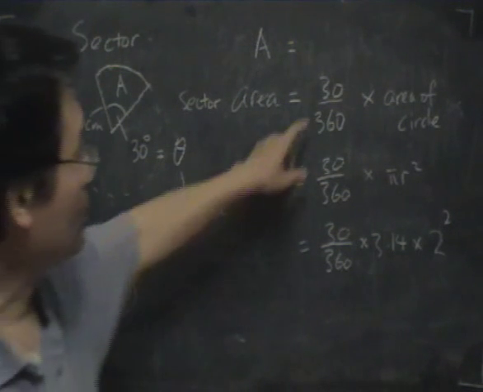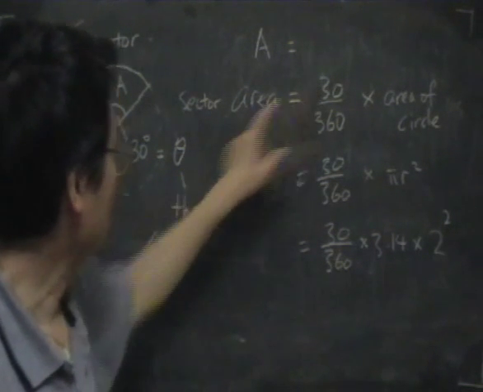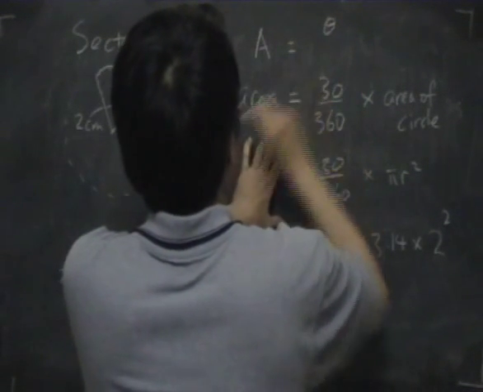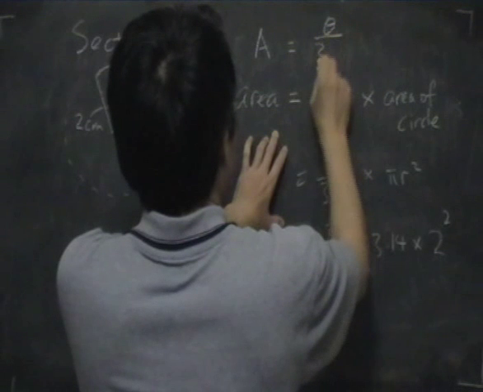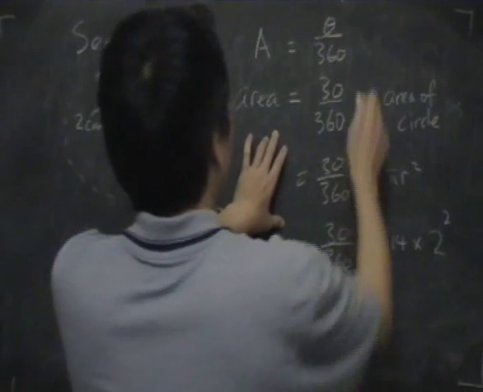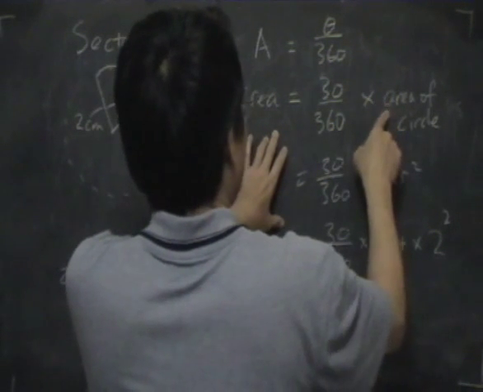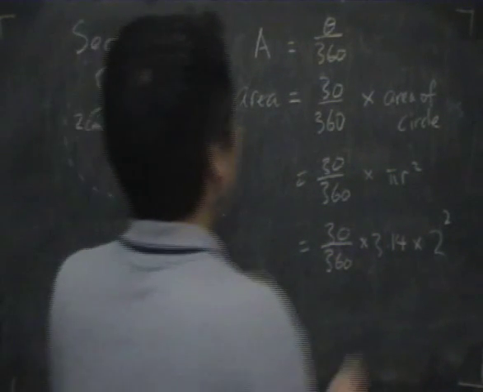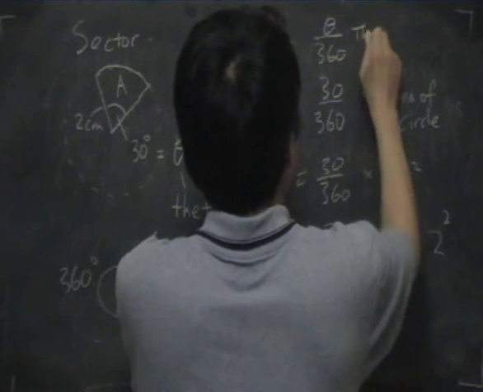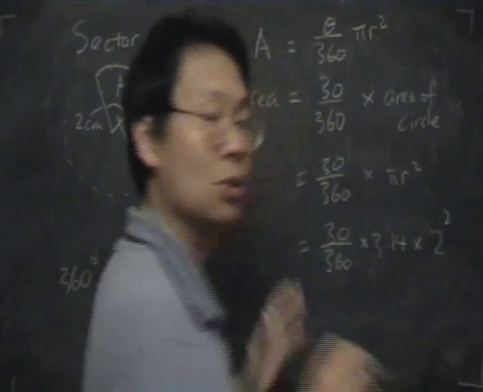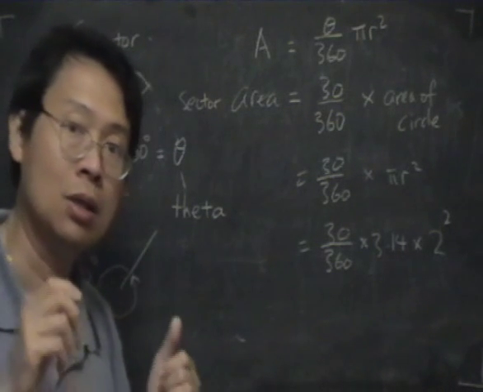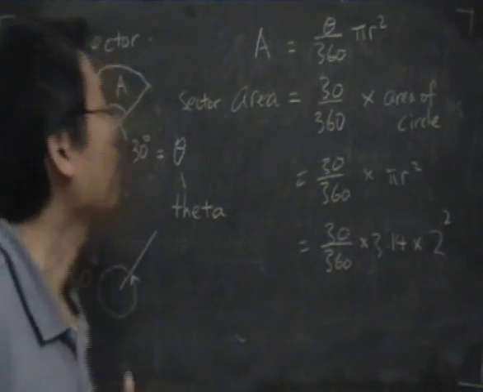Alright, so that's the 30 degrees there. That's the theta. So if I want to make a formula, I can say the angle of the sector over 360 times the area of the circle. And the formula for area of a circle is pi r squared. So there we have a formula for the area of a sector.